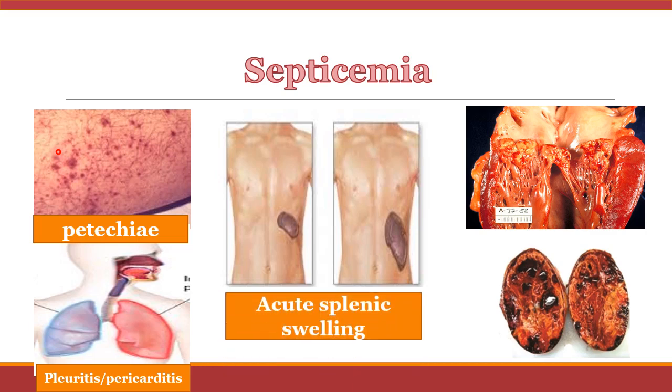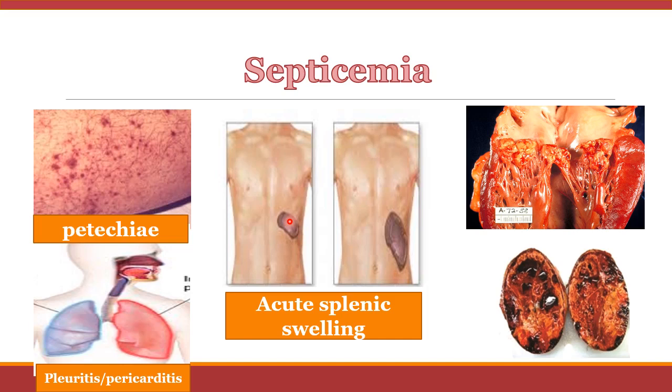The third complication that we can see in septicemia is called acute splenic swelling. The spleen is one of the organs of the reticuloendothelial system, or one of the lymphoid organs. It is formed of two microscopic regions: a white pulp near the surface, formed of lymphoid follicles, and the core or center, the red pulp, formed of vascular channels called sinusoids.